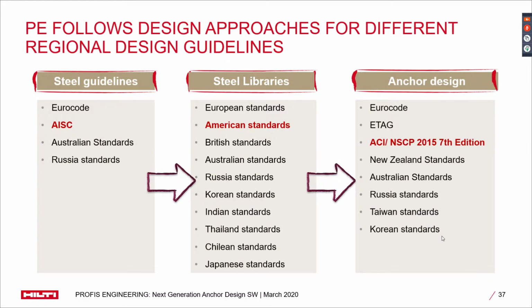Profis Engineering follows design approaches for different regional design guidelines. As for the Philippines, for steel guidelines, we follow AISC, Steel Libraries American Standards. For conducting an anchor design, we use ACI references, ACI Chapter 17, and NSCP 2015 7th edition, Chapter 4, Section 417.